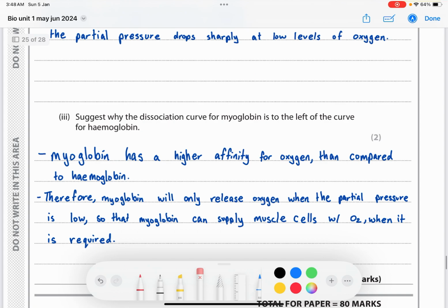Now they're asking us why the dissociation curve for myoglobin is to the left of the curve for hemoglobin and not to the right.